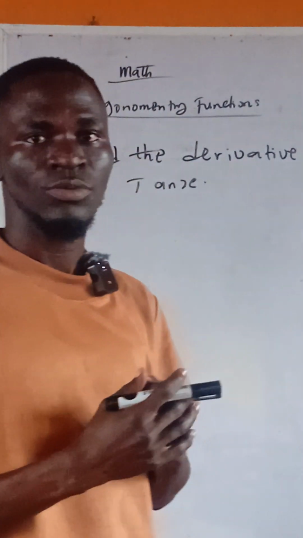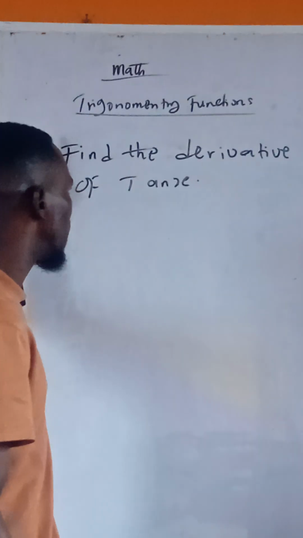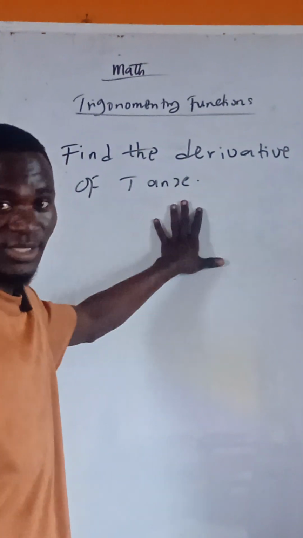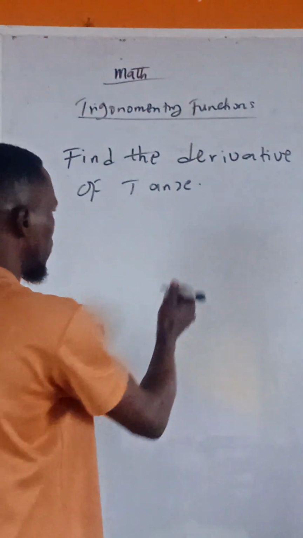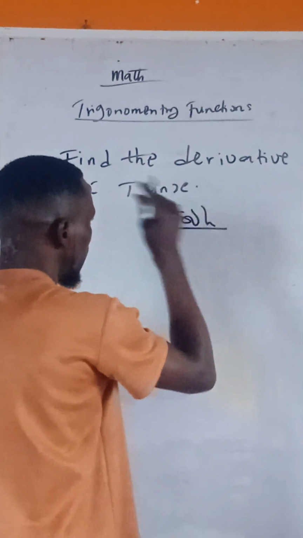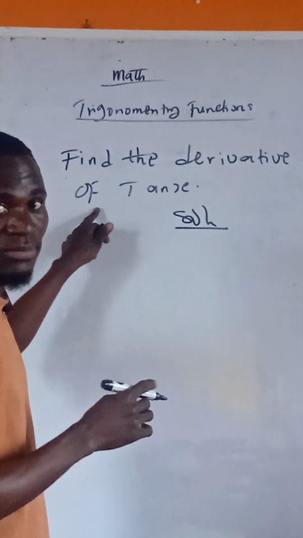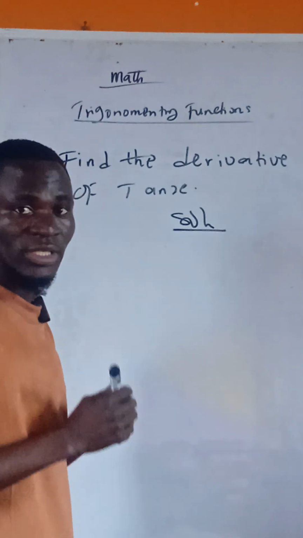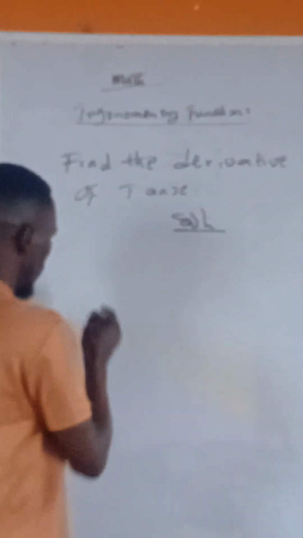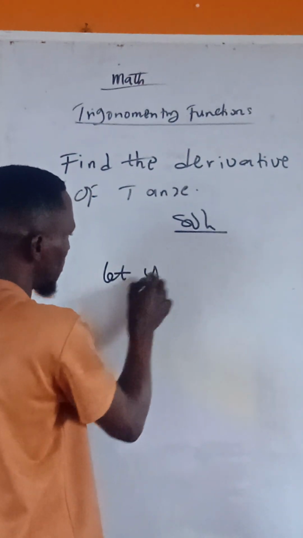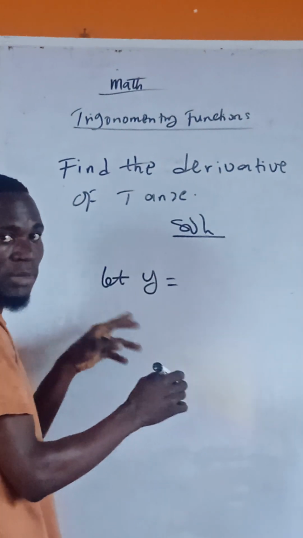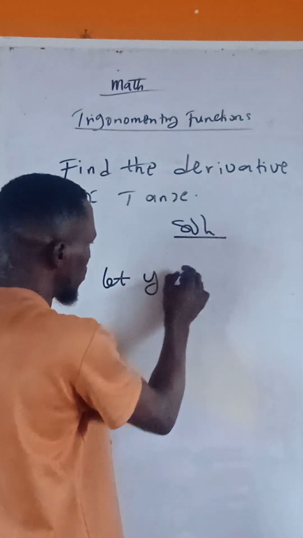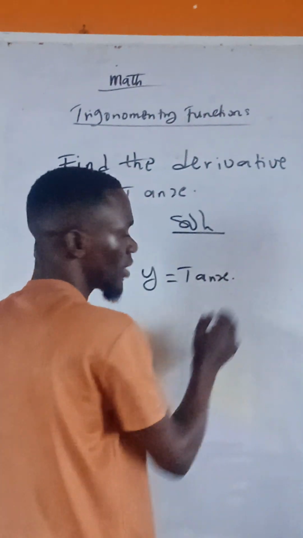Okay. Now let's go through this equation. We have to find the derivative of tan x. Now let's try the solution first. When you are asked to find the derivative of this function, what you have to do is say that let y represent this function. That means y equals this function, which is tan x, right?